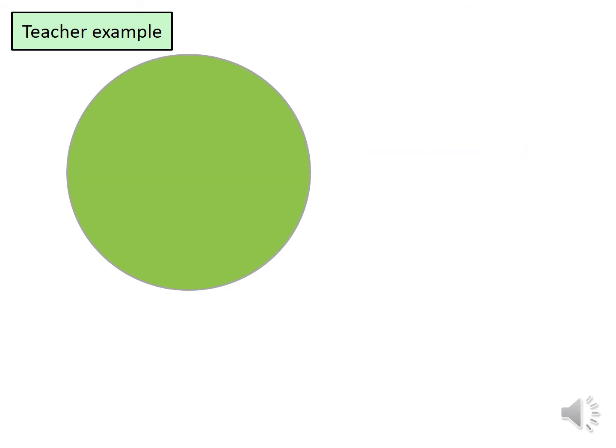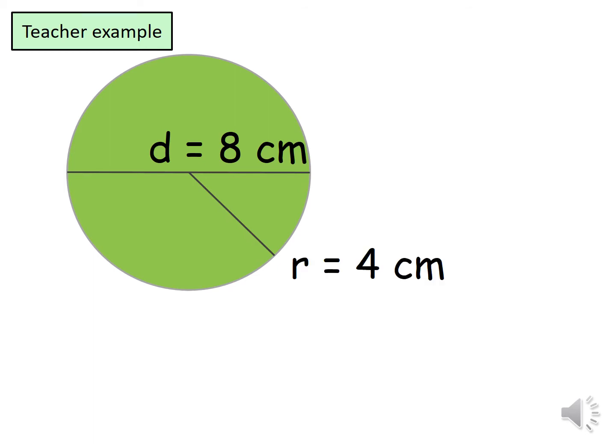So again, our diameter is now 8 centimeters. Our radius is therefore going to be half the diameter, which is therefore 4 centimeters.